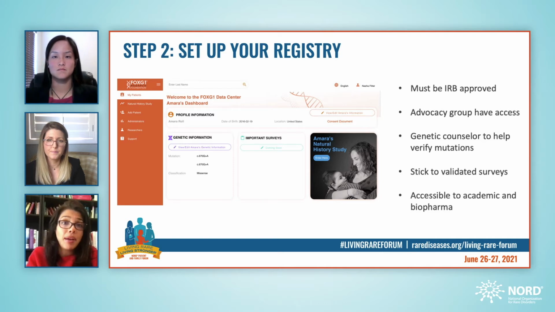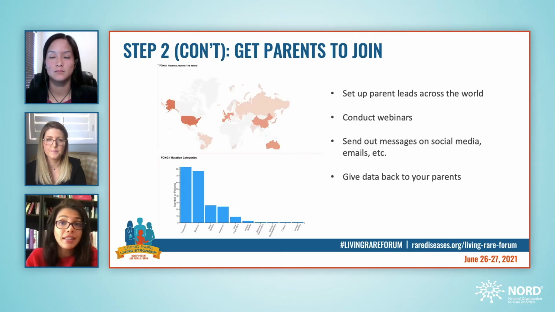And then you need to get parents to actually join your registry, and this could be much harder than you think. So what we did is we set up parent leads across the world, and we ran it like a business. We said, look, these are the caregivers in your area. Please explain what the registry is. Conduct webinars. We sent out messages on social media. And then we gave back to our caregivers. So these are just two small examples of graphs we created. Where is everyone located and what types of mutations?